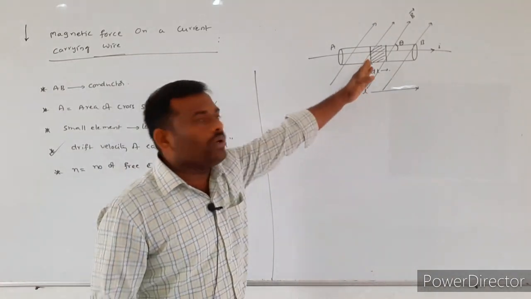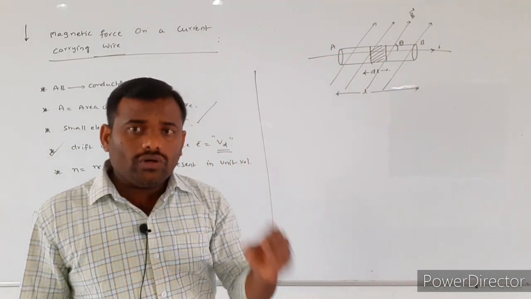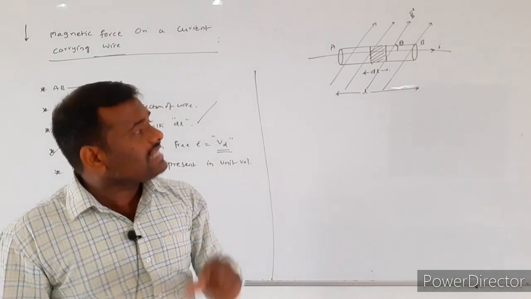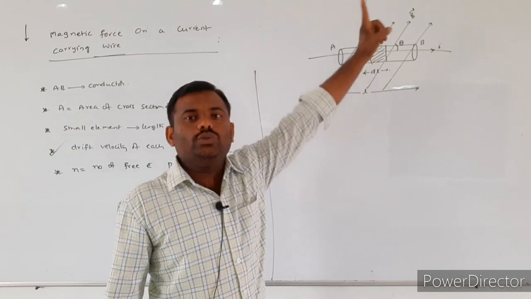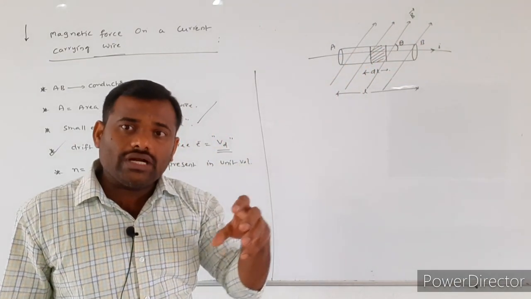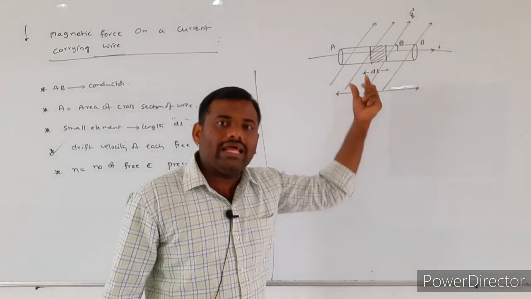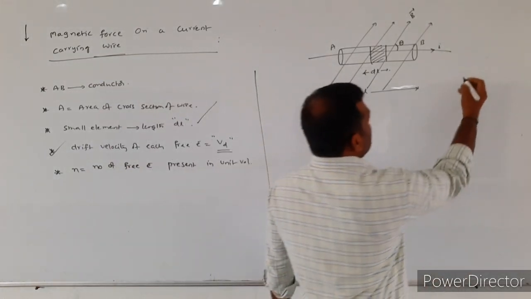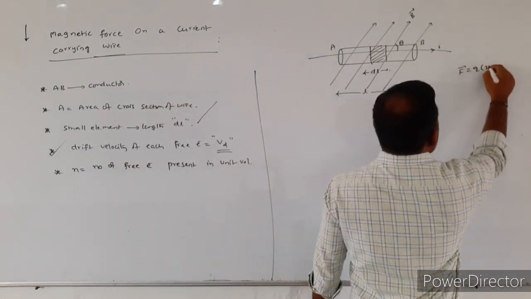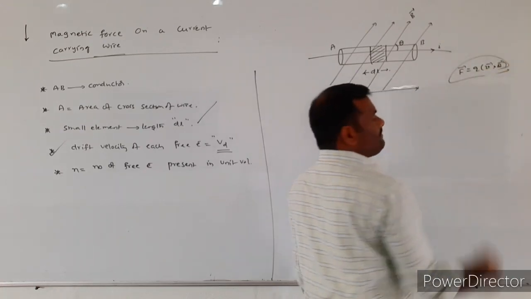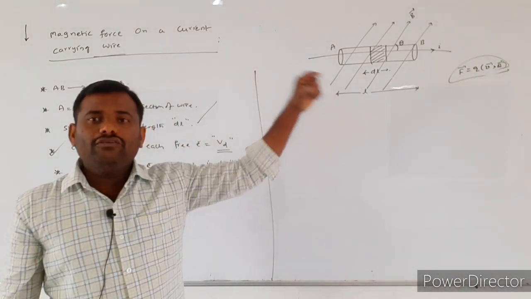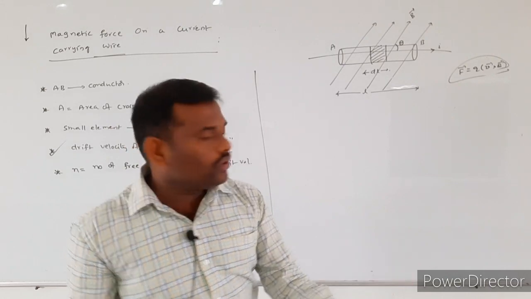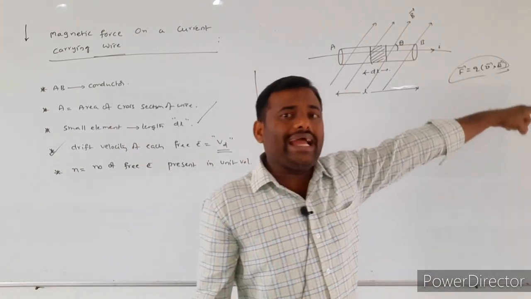Now, what we are going to discuss: I want to calculate the net force acting along the small element dl due to the magnetic field. For that purpose, we know the general formula for the force. What is the force formula? F bar is equal to Q into V bar cross B bar. This formula we derived. F bar is the force experienced by the charged particle. And V means the drift velocity, and the magnetic field you know.